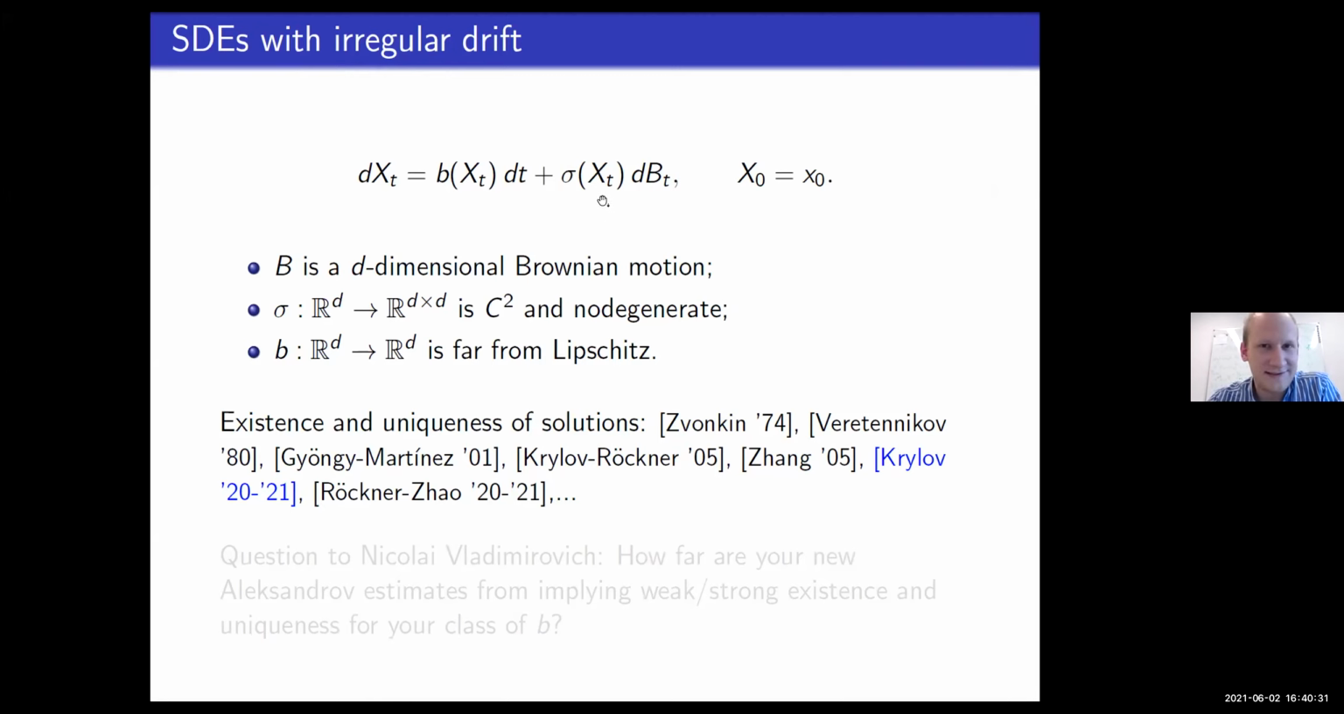The diffusion coefficient is something reasonably nice. I don't want to discuss too many details about the diffusion coefficient, so let's just assume that it's C2 and non-degenerate. And the main point will be the drift coefficient, which is far from Lipschitz. The reference is Lipschitz, because if sigma were 0, then the well-posedness of this ODE basically requires B to be Lipschitz. But since we assume sigma to be non-zero, we can go far beyond that, and there's a long history of studying this phenomenon called regularization by noise.